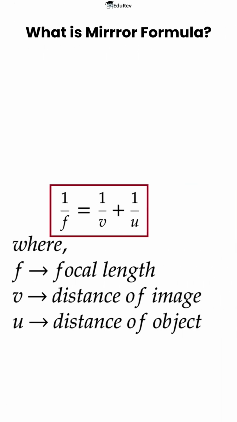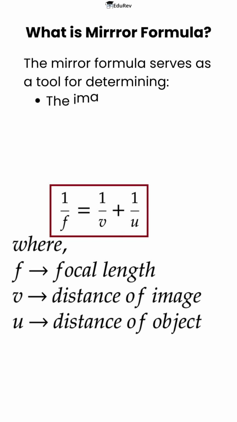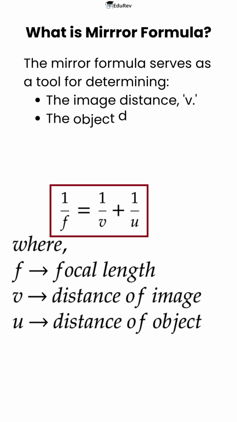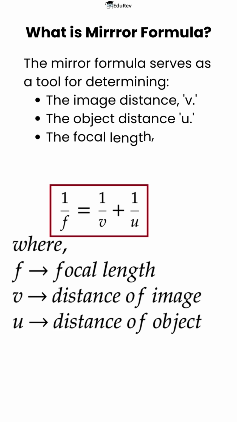Mirror formula and magnification. What is the mirror formula? The mirror formula serves as a tool for determining the image distance, denoted as v, the object distance, denoted as u, and the focal length, denoted as f. This formula is valid for all kinds of spherical mirrors, for all positions of the object.